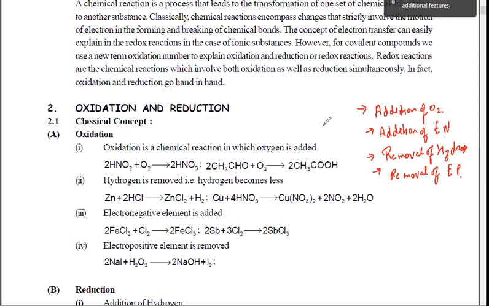What about reduction? Now obviously reduction would be just the opposite of this, which means removal of oxygen, removal of high electronegative atom, addition of hydrogen, and addition of electropositive elements. Yes or no? Tell me, everyone. Right? So this is just the definition that we have already studied in class 10.